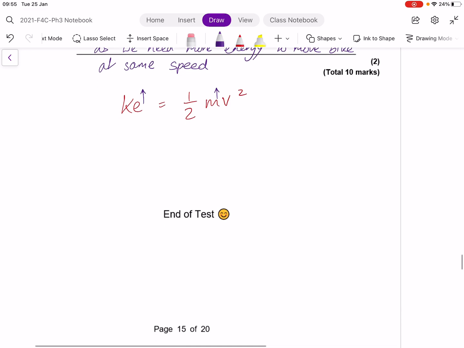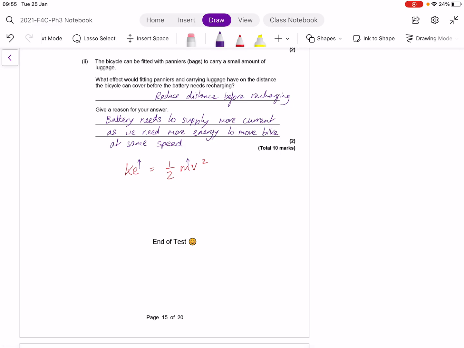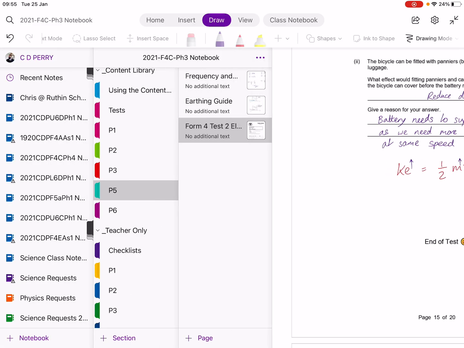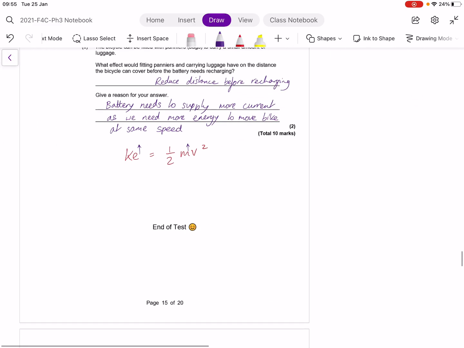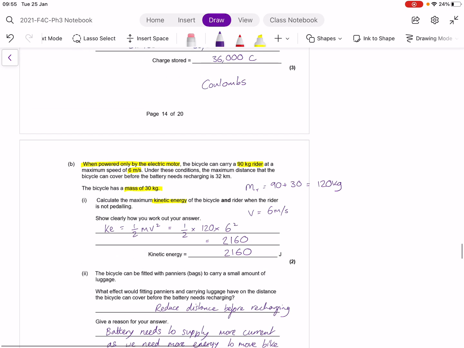Okay, that's the end of the test, smiley face. This is in your OneNote in P5 in the content library with my annotations on it and the mark scheme below it. Okay, well done.